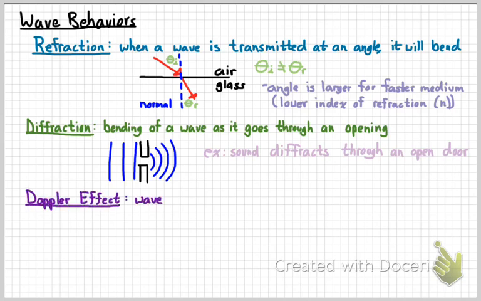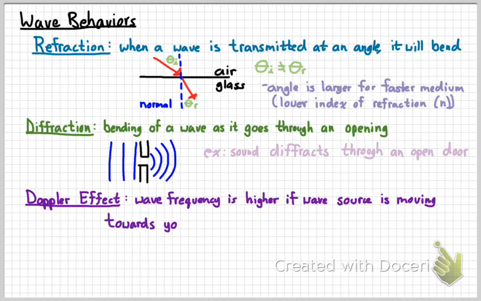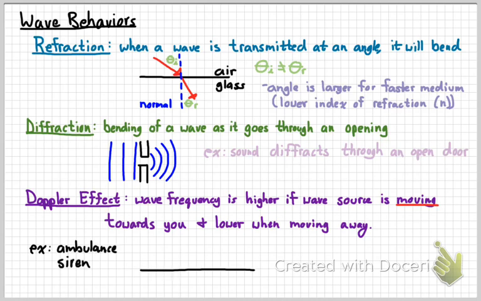Another effect that we talked about is the Doppler Effect. That's the apparent shift in frequency when the wave source is moving. Keyword is moving. If it moves towards you, then the wave frequency is higher. If it moves away from you, then the wave frequency is lower. So a good example is an ambulance siren.